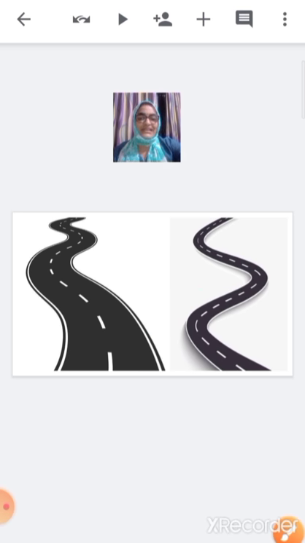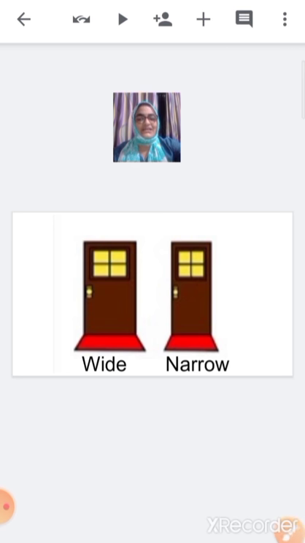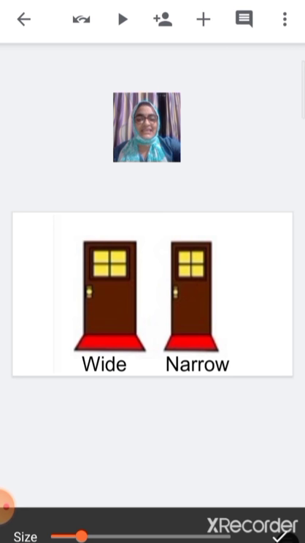Now, children, let's see some examples. Here you can see two doors. Correct? This door is wide and this door is narrow. See the sides of the door. They are not closer to each other. They are broad. So, that's why it is wide. And this door, you can see the sides are closer to each other. It is limited in size. So, it is narrow.